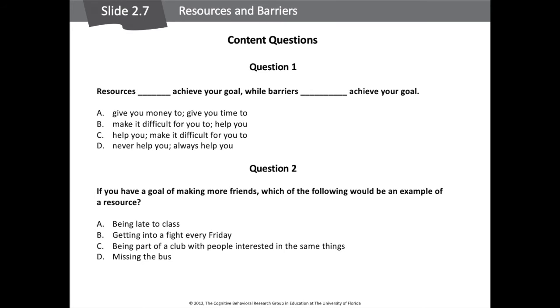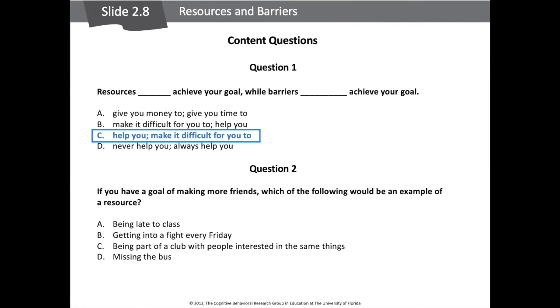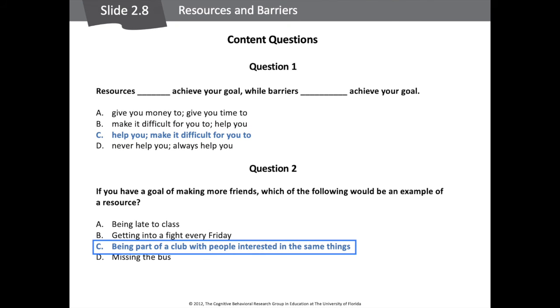For question 1, if you selected C, you're correct. Resources help you achieve your goal, while barriers make it difficult for you to achieve your goal. For question 2, if you selected C, you are correct. If you have a goal of making more friends, being part of a club with people interested in the same things would be an example of a resource.